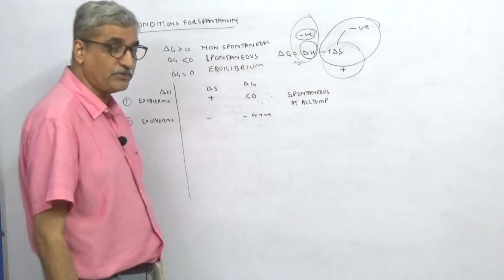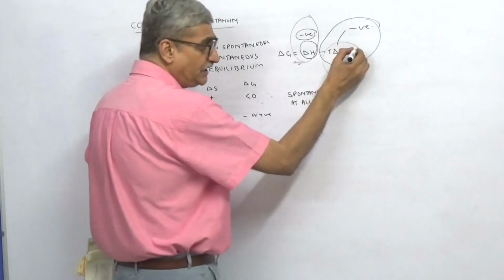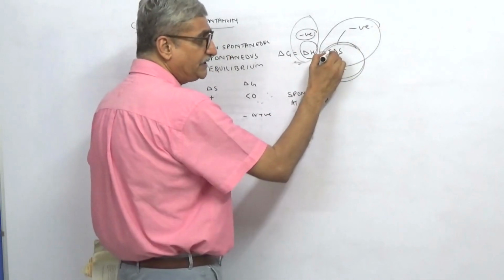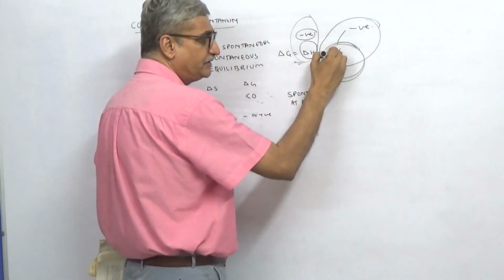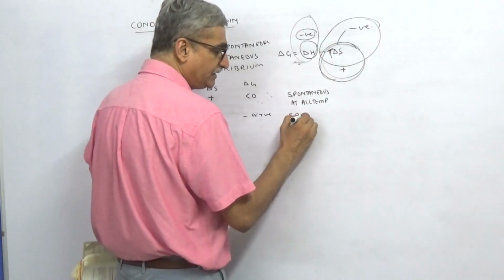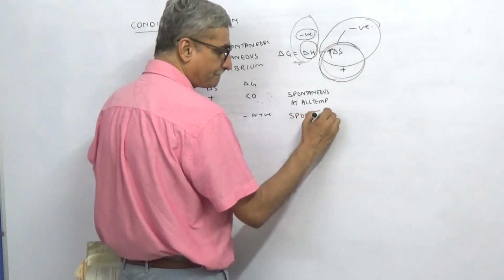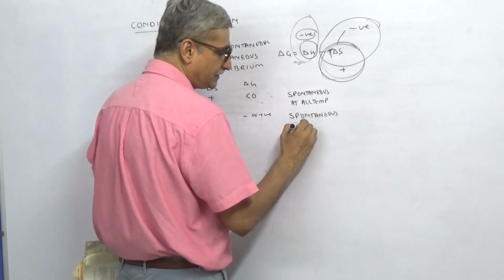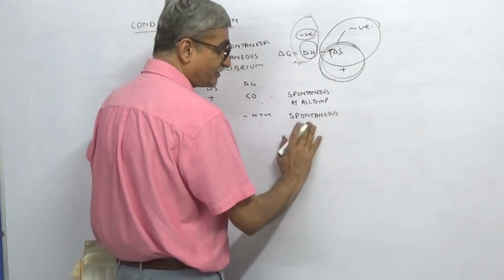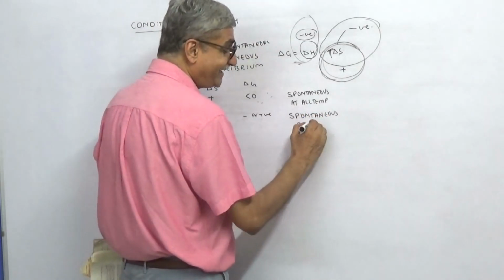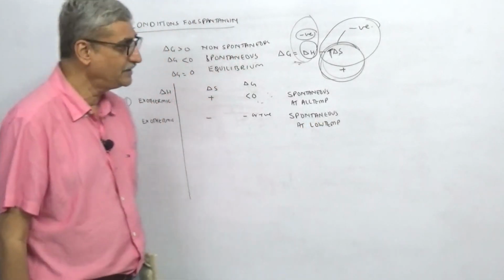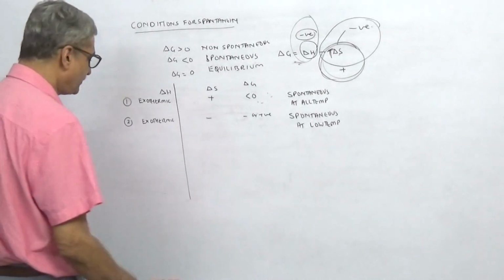So when will it be spontaneous? It will be spontaneous when T delta S is small, so that overall delta G is negative. That happens at low temperature, when T is very small. So it is spontaneous at low temperature, and at high temperature it will be non-spontaneous.